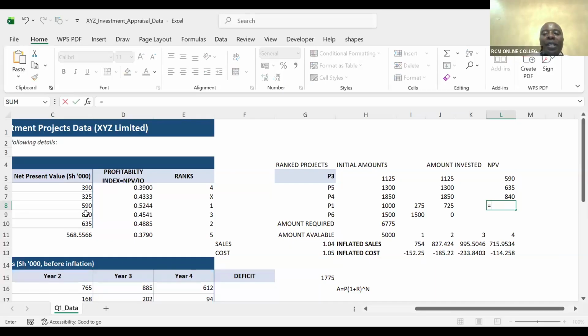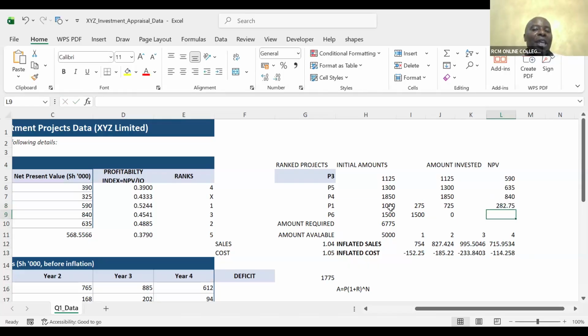So P1, I will say equals. I will pick the P1 NPV. But you see now, I will say times the amount that I invested here, which is 725, divided by the original amount, which was 1,000. All right. So then this one, ladies and gentlemen, I'll be able to get that NPV there. Then, of course, P6, I never invested at all. I expect a 0 there. So now I come here and say Alt equals, and I'll be able to get the total NPV coming as 2348.